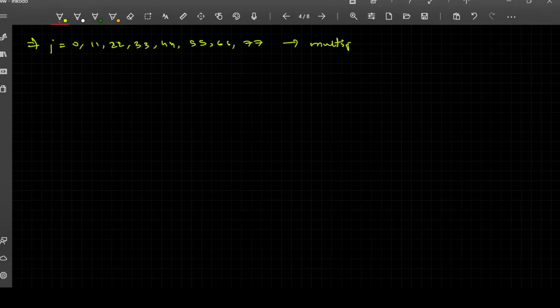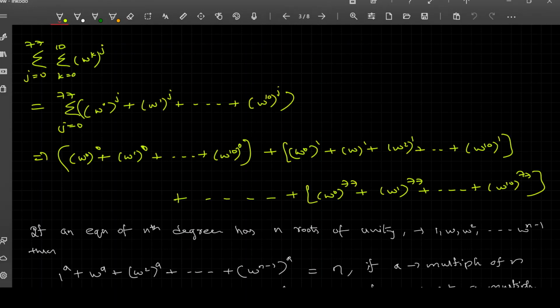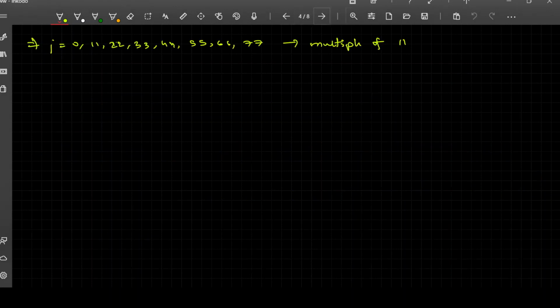Because we are discussing the 11th roots of unity, these are the multiples of 11. So all the summations containing j to be a multiple of 11 will actually give the result to be 11. Fine. If j is a multiple of 11, that is the conclusion.